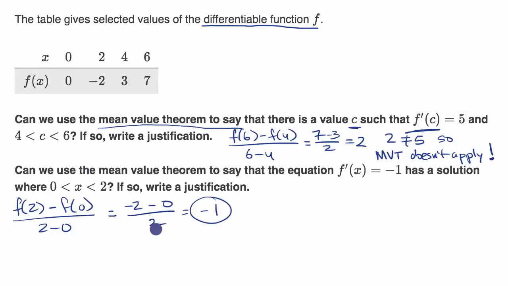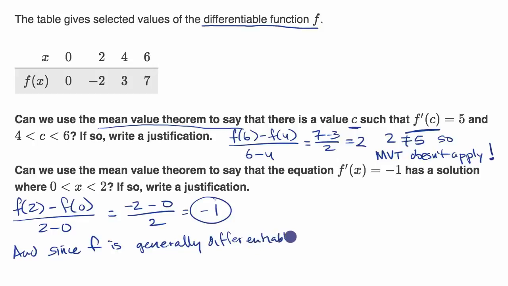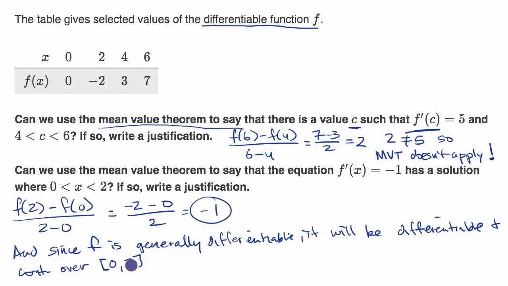And we also know that we meet the continuity and differentiability conditions. And so we could say, since f is generally differentiable, it will be differentiable and continuous over the interval from 0 to 2, and I say the closed interval. You just have to be differentiable over the open interval, but it's even better, I guess, if you're differentiable over the closed interval, because you have to be continuous over the closed interval. And since f is generally differentiable, it will be differentiable and continuous over 0 to 2.